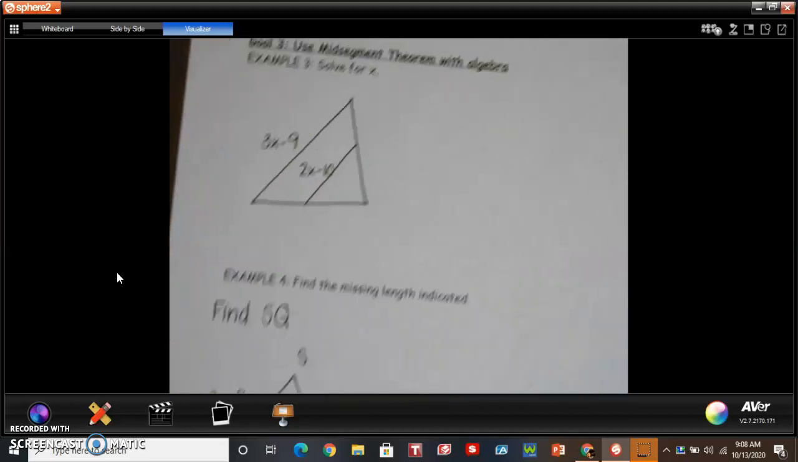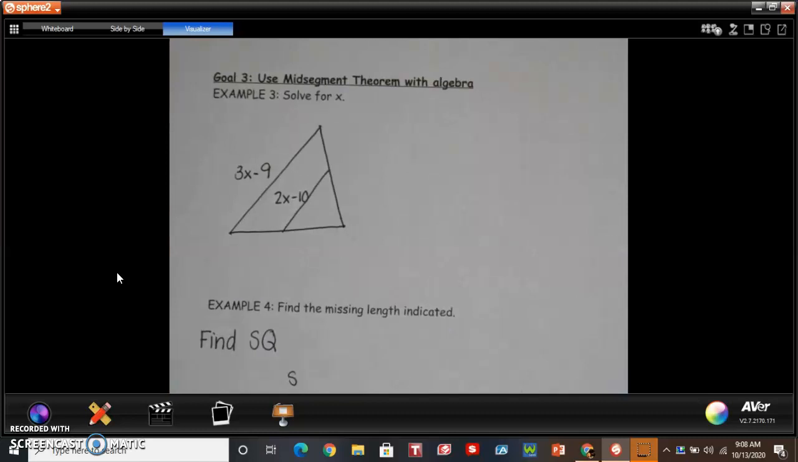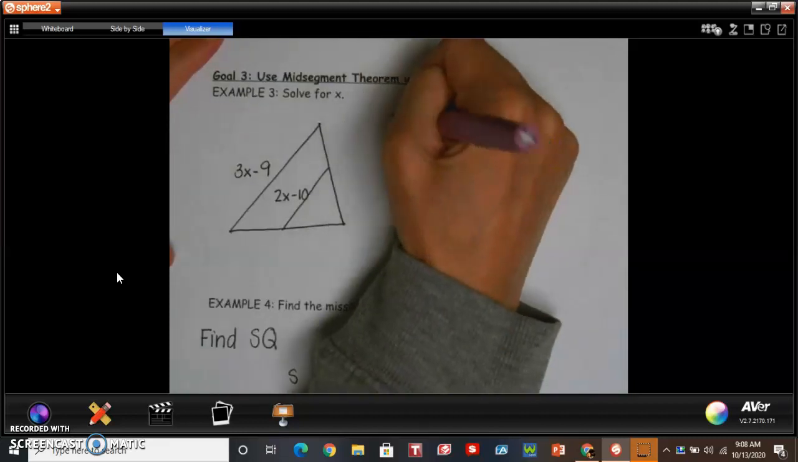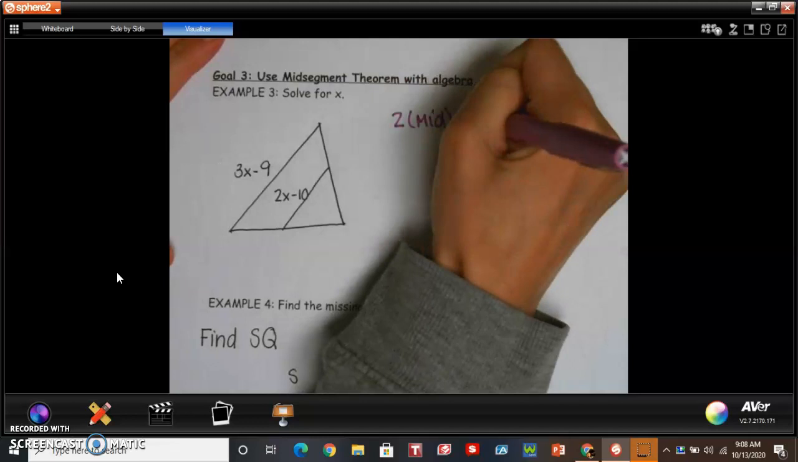Let's continue on to our last goal for today, continuing to use our mid-segment theorem. Now we're going to use it to set up algebraic problems and solve. We're going to either solve for x or find a missing side. So let's start with example 3, solving for x. We're using our same formula here: 2 times mid equals third.